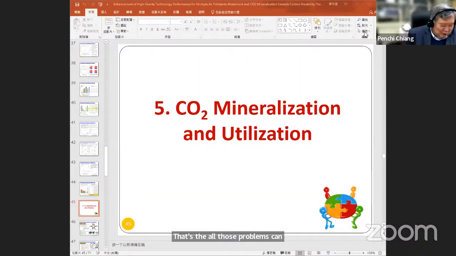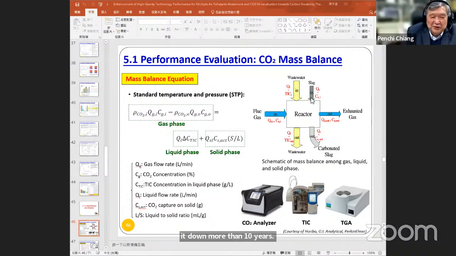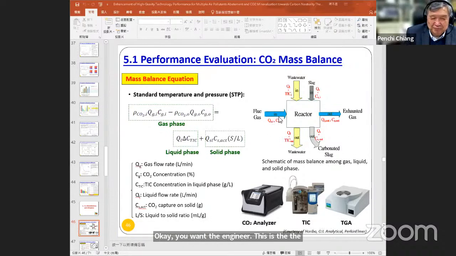So the last section, I will give you more recent research work dealing with the carbon dioxide issue shown here. This is a project we have been doing for more than 10 years. Right now we are still working on this issue, because carbon neutrality and net zero are quite important. My philosophy and approach are based on environmental engineering: how we can work on the material balance, as shown here.